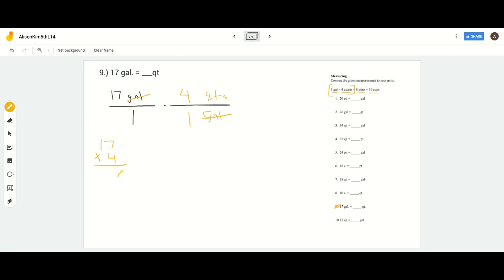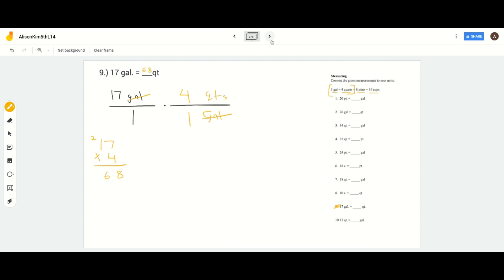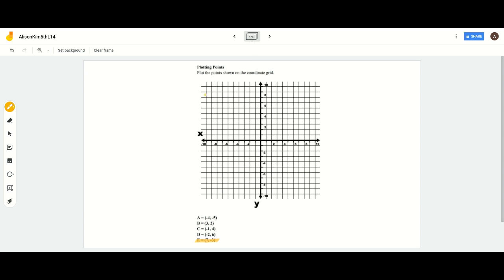So 7 times 4 is 28. We put 8 down there, bring the 2. 4 times 1 is 4, 4 plus 2 is 6. So we get 68 quarts. Let me check if that answer is correct once again. And yes, it is. It's 68 quarts. Now we're going to move on to plotting points.